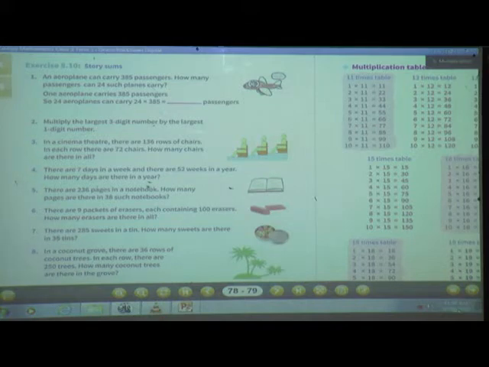2 into 5. 2 5s are 10. So here 0 and carry 1. Then 2 8s are 16. You have to say the table in your mind. 2 8s are 16 plus 1, 17. So write here 7 and 1 carry. 2 3s are 6 plus this carry 1, 7.